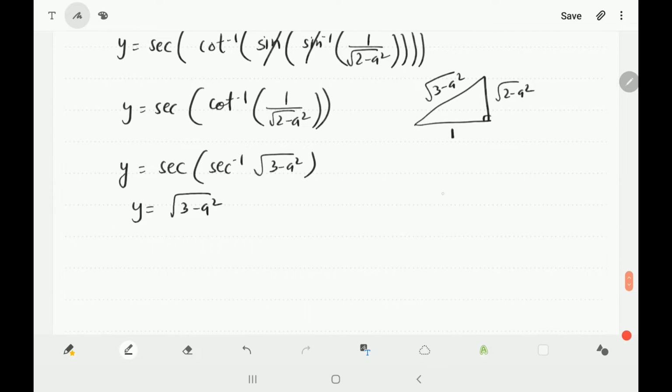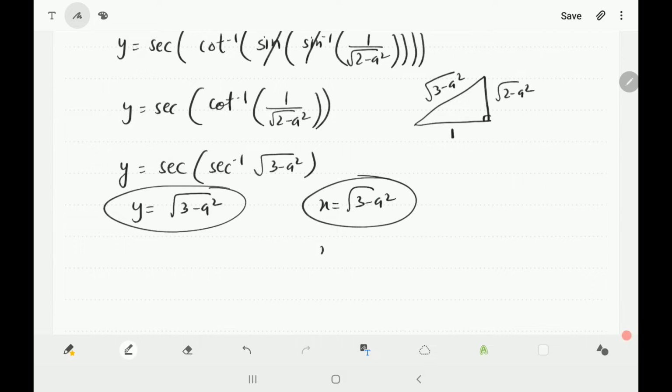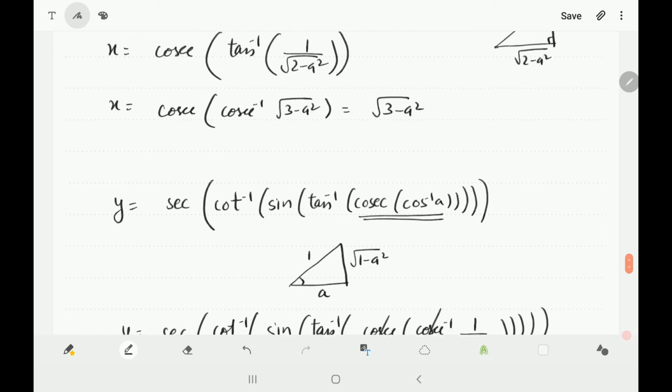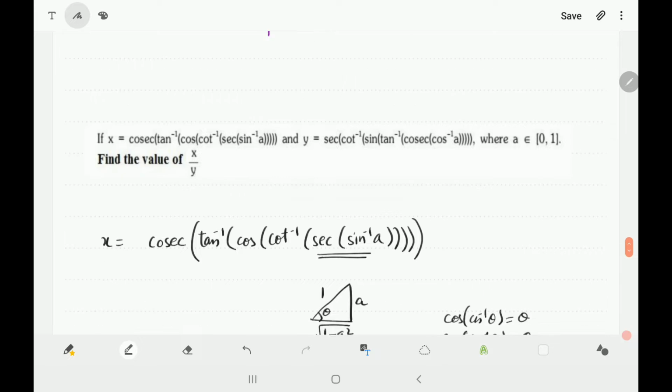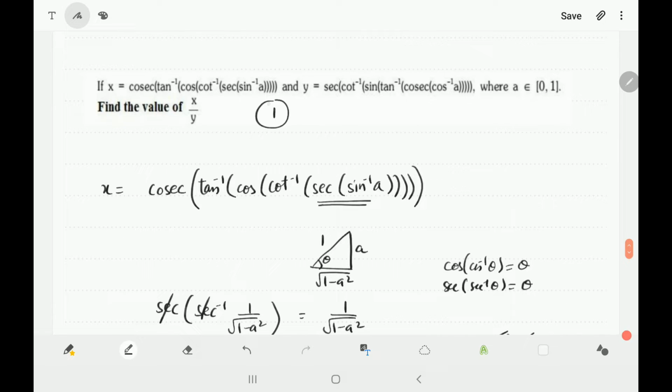So what we got is x as under root of 3 minus a square, and y also as under root of 3 minus a square. So x divided by y will be equal to 1. So the answer for this problem will be 1. Okay, I hope it is clear.